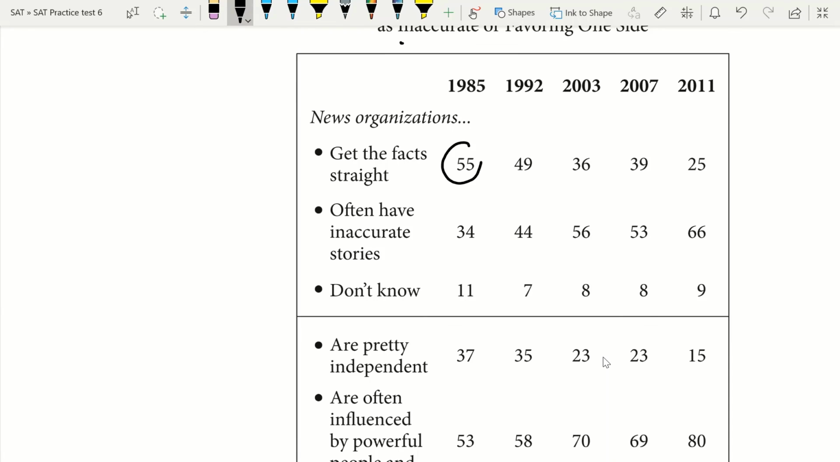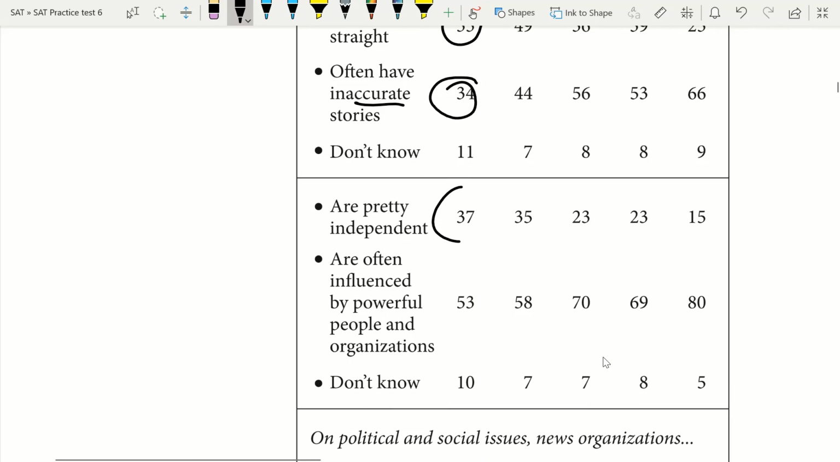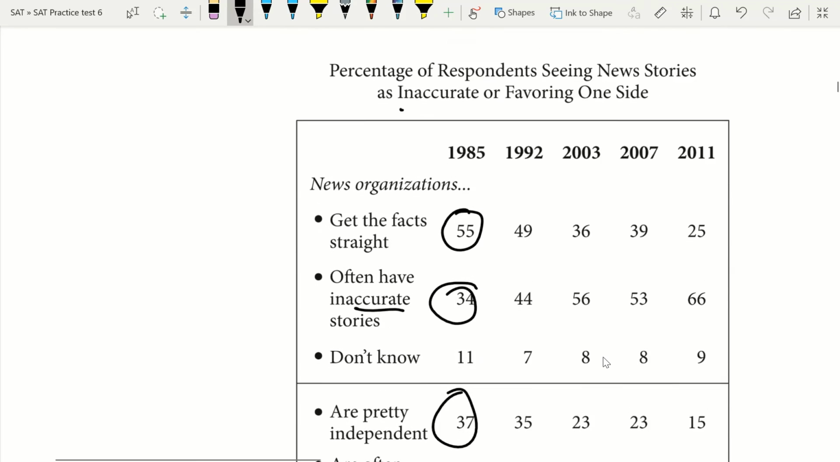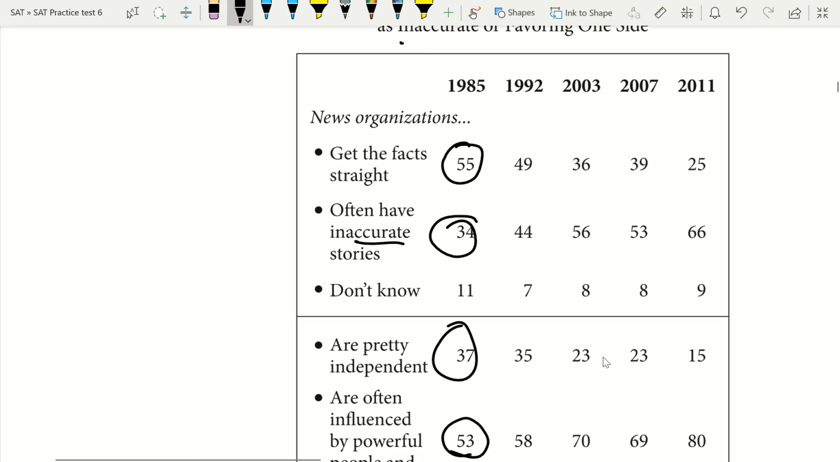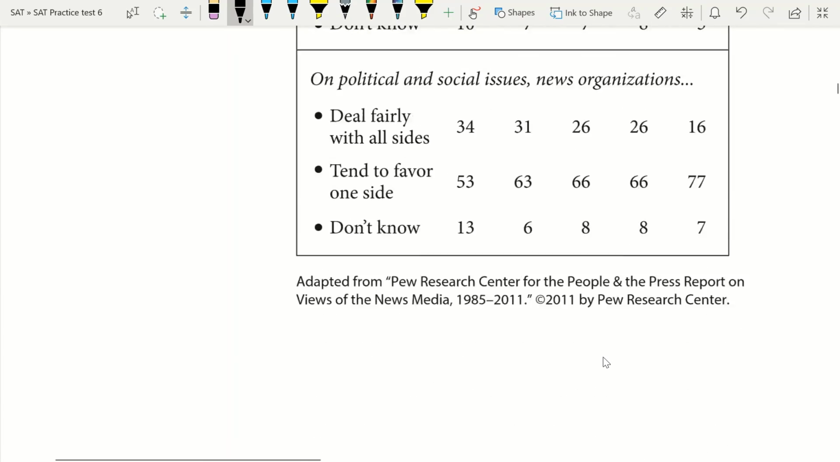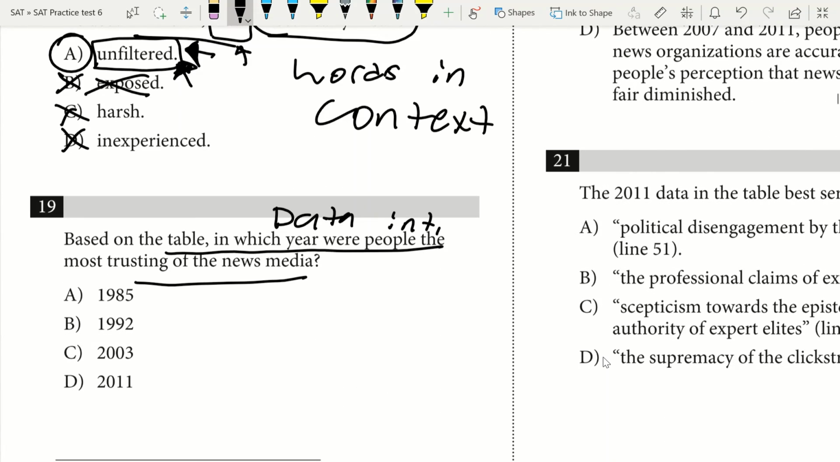In 1985, 55% of people said that news organizations are getting the facts straight. We also have the lowest percent saying that they have inaccurate stories. We have the highest percent saying they're independent, and the least percent saying they're influenced by powerful organizations. So that's really showing that in 1985, they're not necessarily very trusting, but they are the most trusting out of all those years. So 1985 would be our answer for 19. We go down and find our answer there. 19 is going to have to be A.